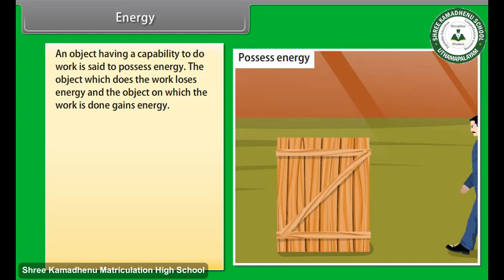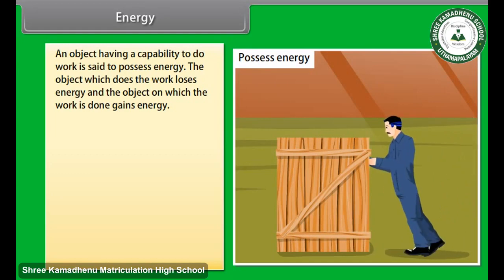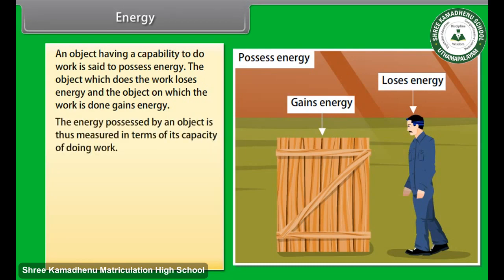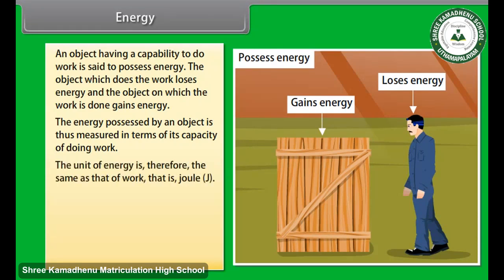An object having a capability to do work is said to possess energy. The object which does the work loses energy, and the object on which the work is done gains energy. The energy possessed by an object is thus measured in terms of its capacity of doing work. The unit of energy is, therefore, the same as that of work, that is, joule.